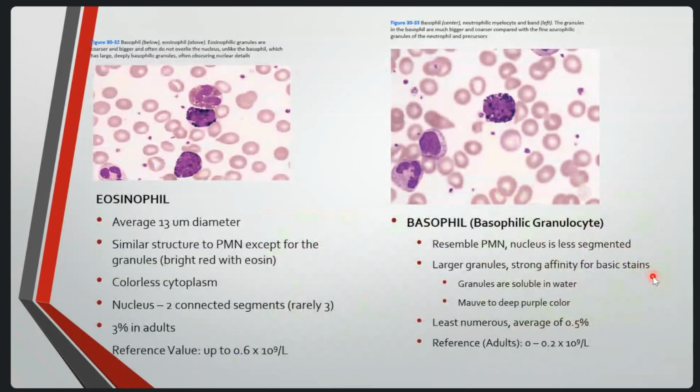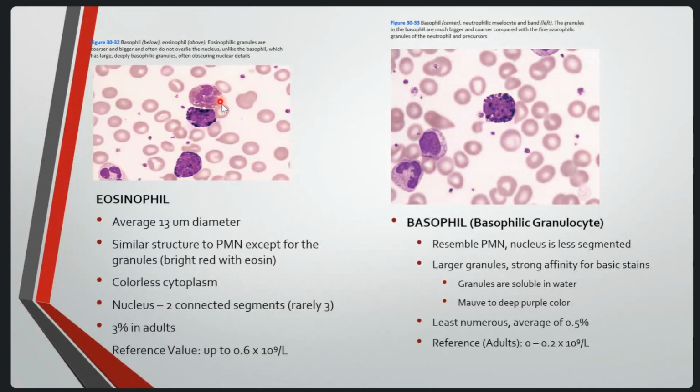Next one is our eosinophil, an average of about 13 microns in diameter. They have a similar structure to our neutrophils, except for the presence of the bright red granules. They have a colorless cytoplasm, but the nucleus can vary from 2 to 3 segments, but rarely 3. Mostly are 2. The reference value is up to 0.6 times 10 to the 9.